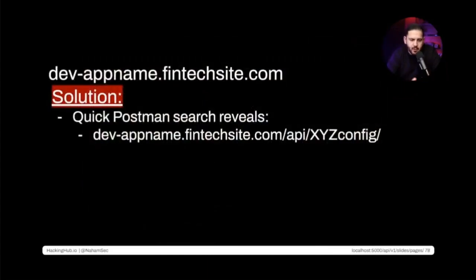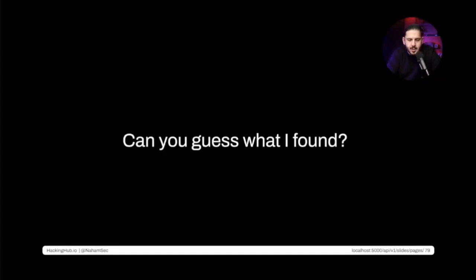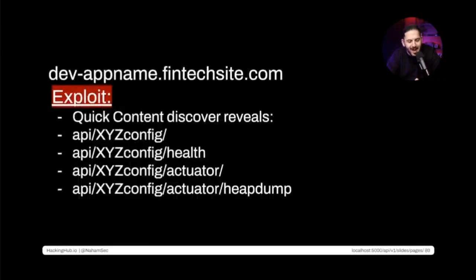So we switch over to doing a quick search for the same domain, and this time I find that there's an API and there is a three-letter app name with the word config attached to it. That's also something that I couldn't have found without any brute forcing. So can you guys guess what I found on this? If you said actuator, bingo, you got it right.